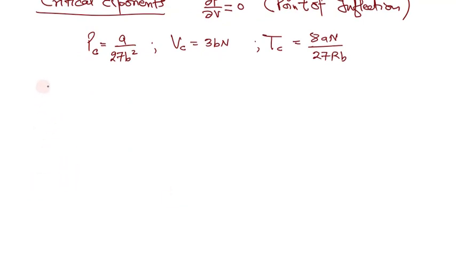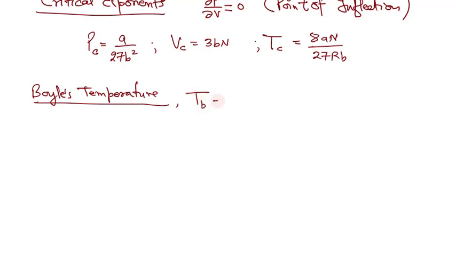And there is also one quantity that is defined as Boyle's temperature. Let me call this T_B. This is the Boyle's temperature. This is simply a by R b.